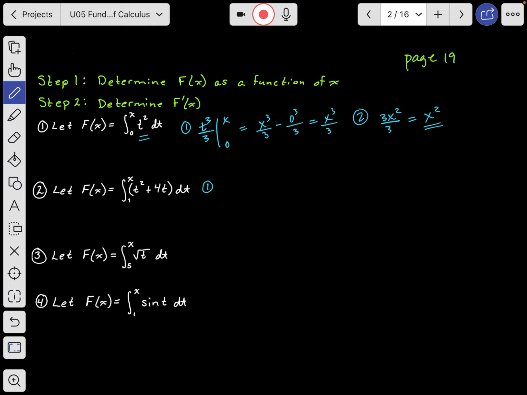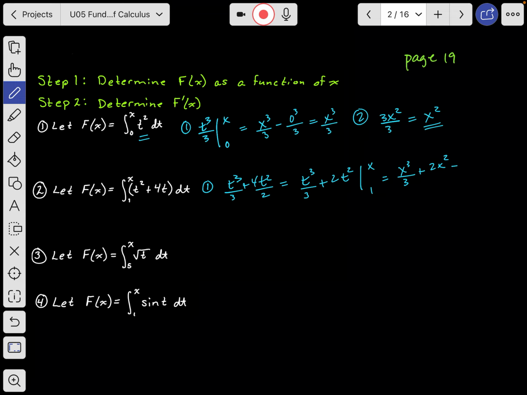Step 1, let's find the antiderivative. So that would give me t cubed over 3 plus 4t squared over 2. And I'll clean that up just a little bit, just to give me a little more workspace. All right, now we're going to evaluate that from 1 to x. So let's sub in the x first. So that's going to give me x cubed over 3 plus 2x squared.